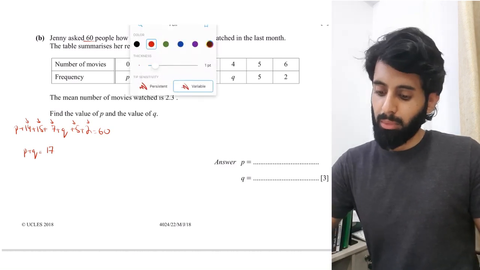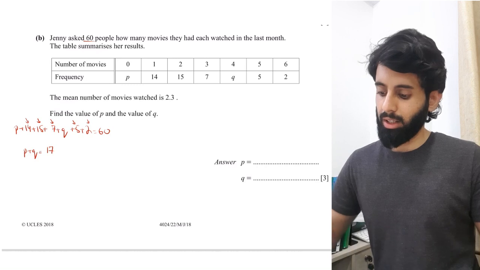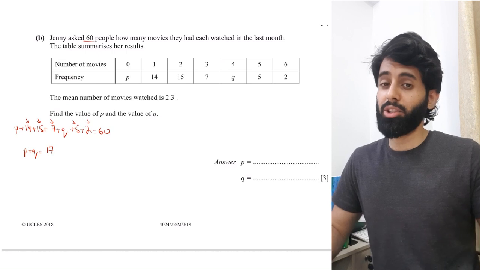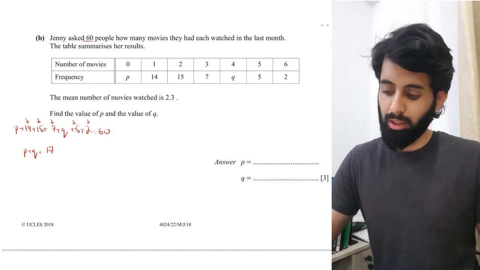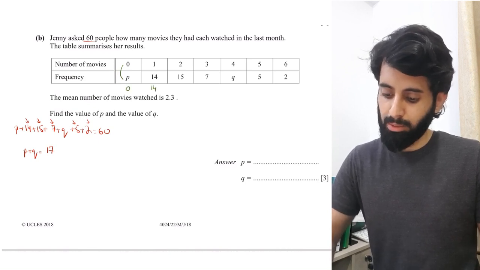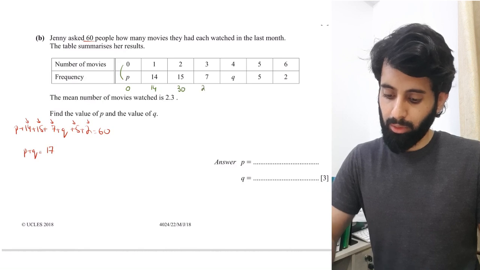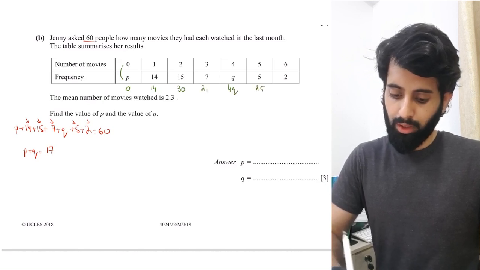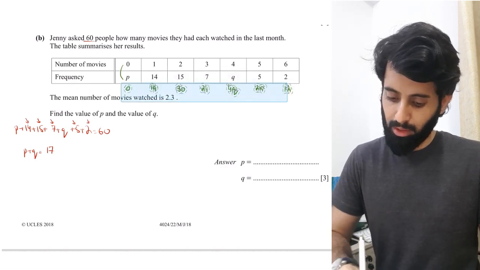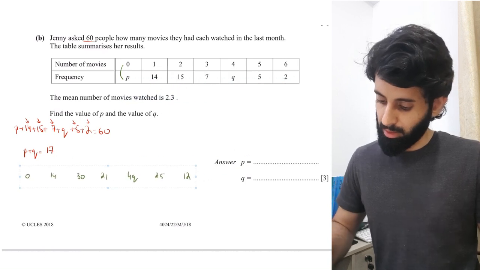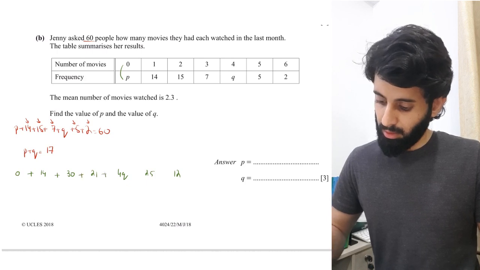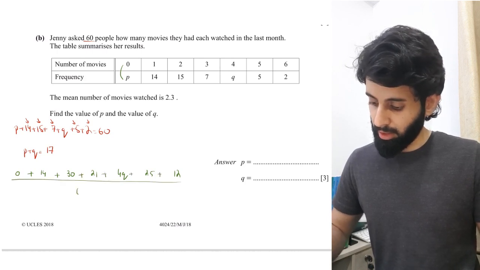And the other equation that I can make is using the mean. The mean of data like this can be worked out by using the formula sigma fx divided by sigma f. So basically, in simple terms, I need to multiply these values. So 0 times P is 0, 1 times 14 is 14, 30, 21, 4Q, 25, 12. I'm going to sum them up. Let me just copy them and drag them here, put a plus sign in between, and then divide this by 60.